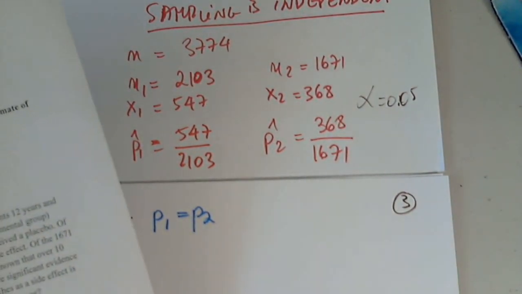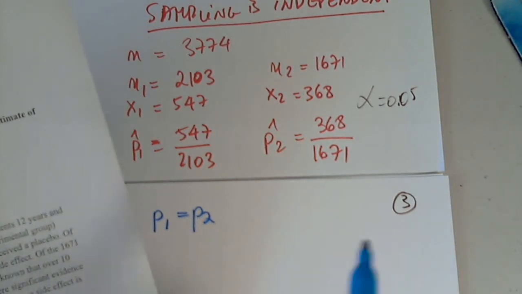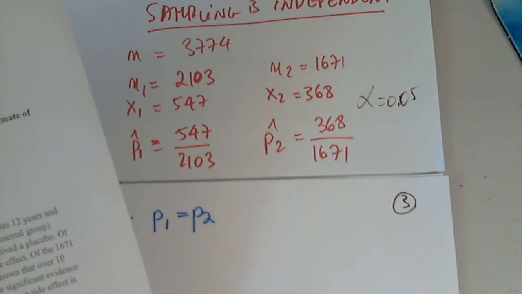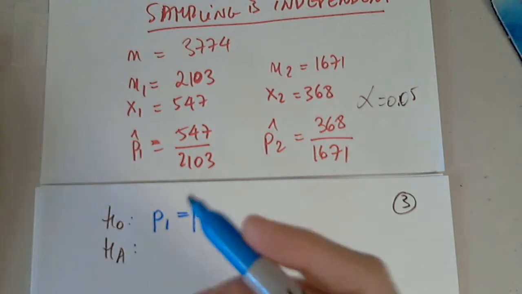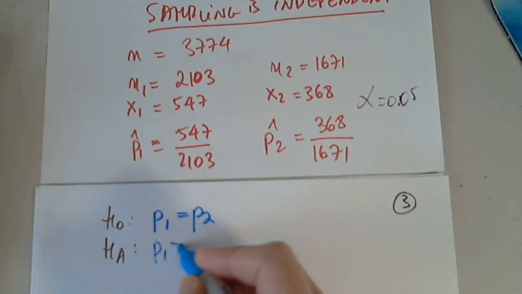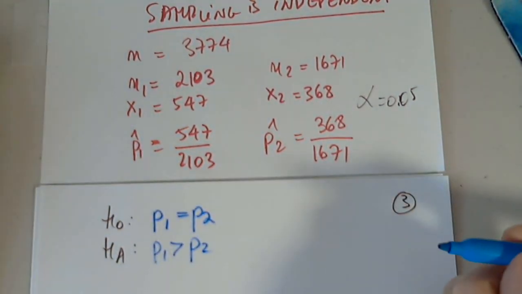Is there significant evidence to conclude that the proportion of Nasonex users who experience such and such is greater than the proportion in the control group? So what will be the alternative? P1 is greater than P2. Perfect. So it's a one-tailed test and it's a right-tailed test.